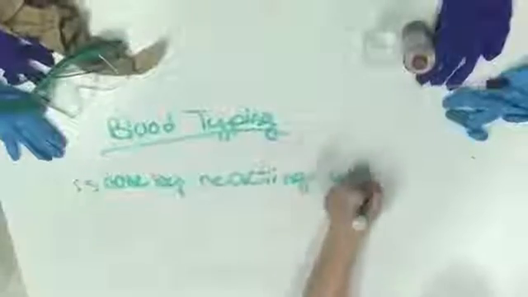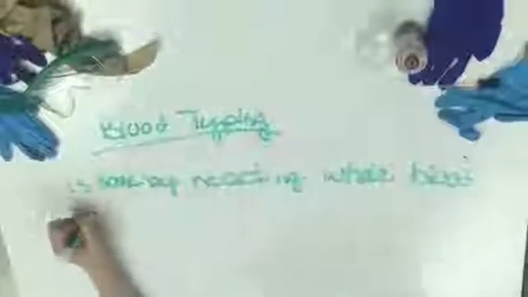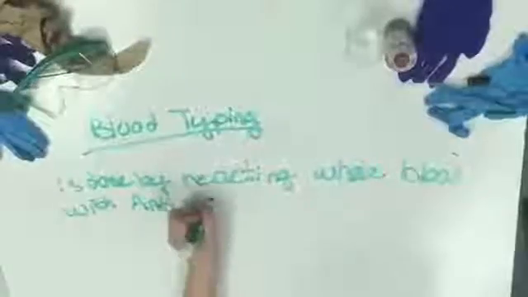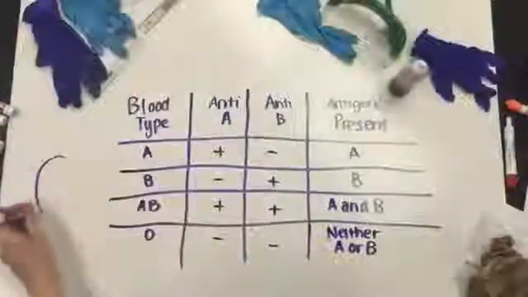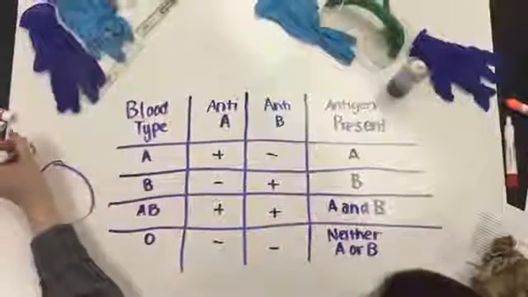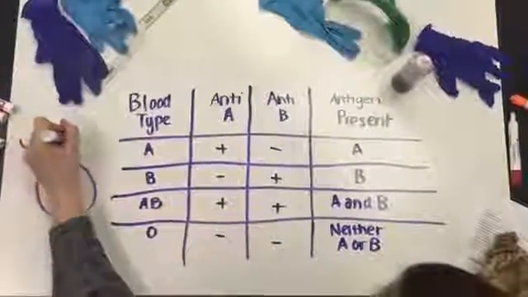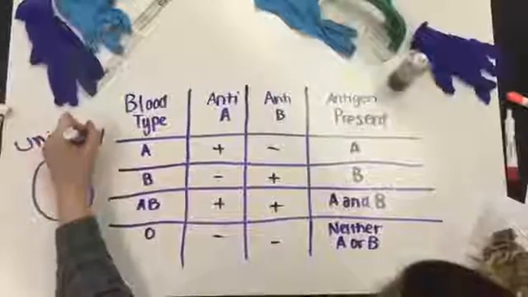Blood typing is done by reacting whole blood with antibody A and antibody B. The universal donor is blood type O, while the universal acceptor is blood type AB.